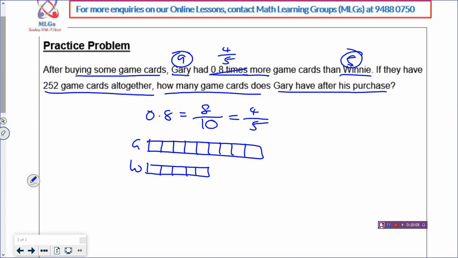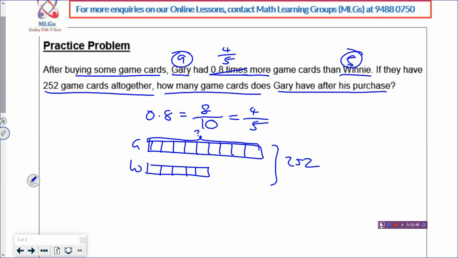So why not a parcel model? Why not draw a parcel model for this problem? When you look at this problem, if you draw the parcel model and then along the way you find that you are stuck with the drawing, you can always erase and change back to a comparison model. So the better model to use is the comparison model, because you have two persons and you are comparing their cards. So if they have 252 cards altogether, this is the total. How many game cards does Gary have after his purchase? So your question mark will be here.